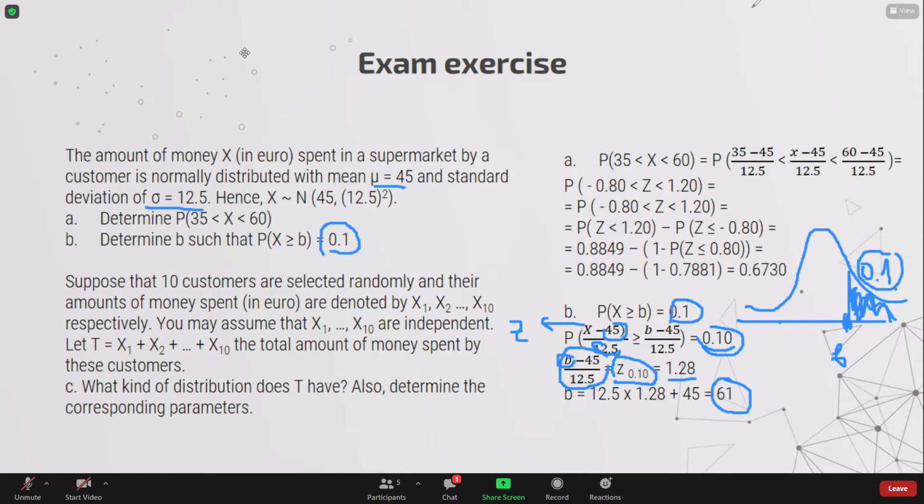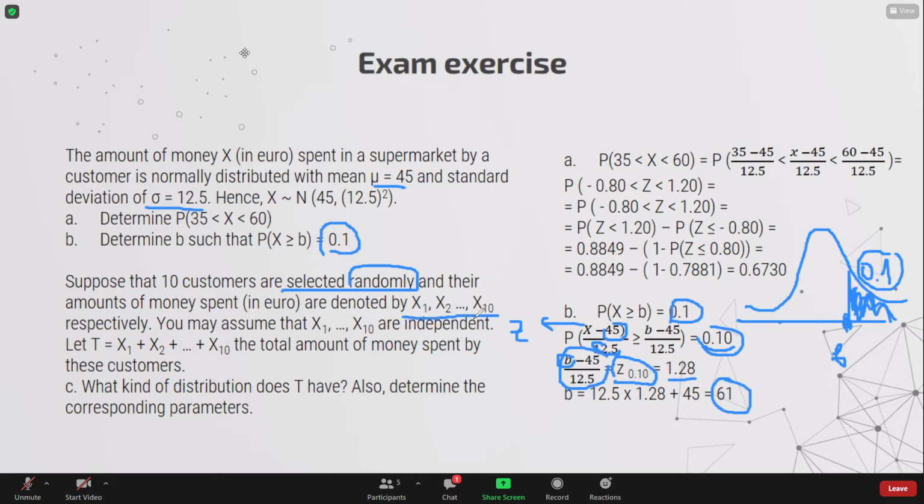Yes, okay, great, awesome. What kind of distribution does T have? Here it says that we select randomly, so that's important. 10 customers, which are denoted by X1, X2, and so on until X10.